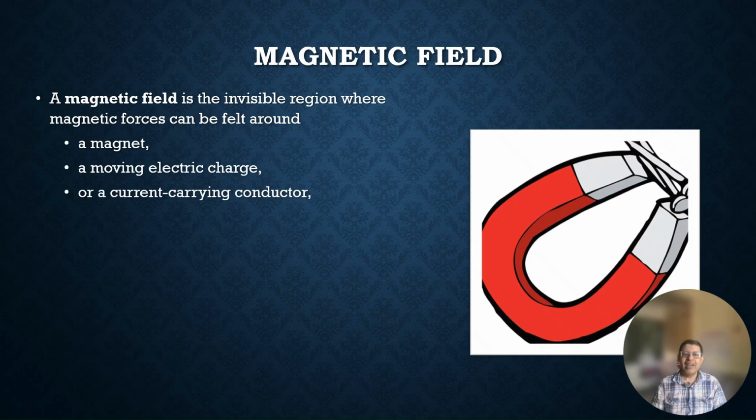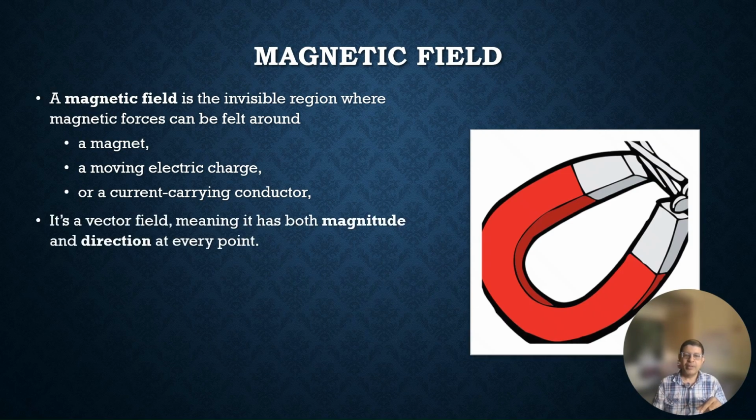Okay, and a magnetic field is produced around a permanent magnet, which is a bar magnet, or it can be produced due to a moving electric charge. That means a current carrying wire. Okay, then it's a vector. Okay, it's a vector, it has magnitude, it has a strength. We can measure the magnetic field, and it has direction also.